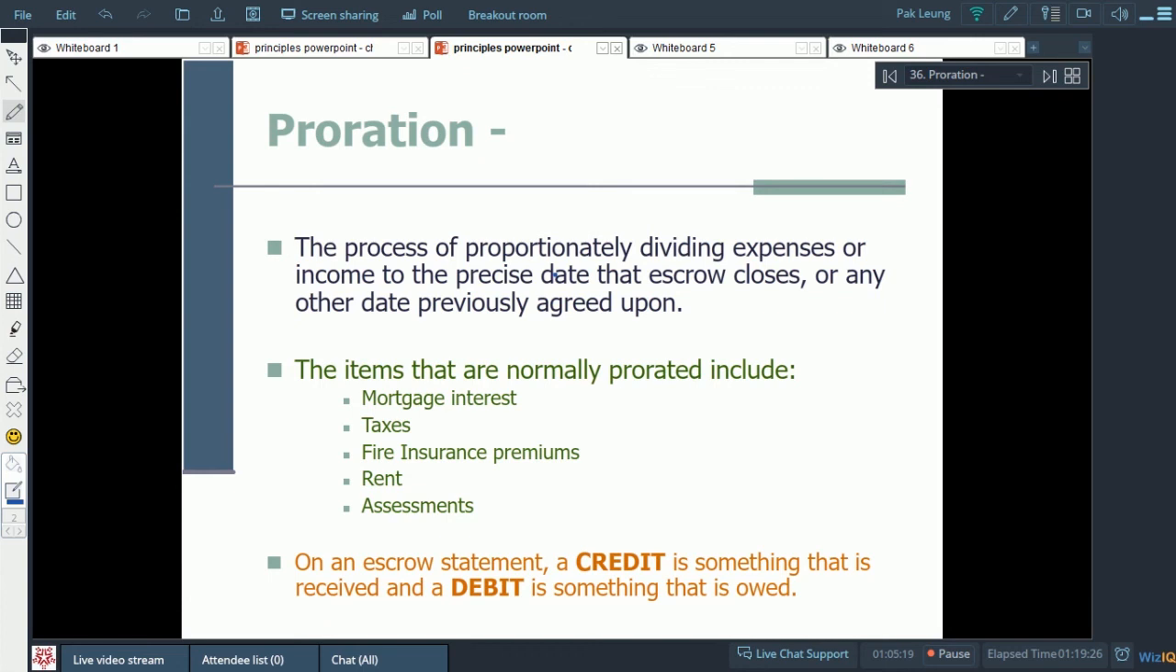Okay, determine proration. Okay, what is proration? Proration 就是分配, okay? And what are we prorating, okay? Because when we transact, it doesn't always close on the 1st, the 15th, or the 30th, okay? Maybe 22nd, right? Maybe 17th, right? So escrow company have to calculate, okay, what belongs to the seller and what belongs to the buyer, okay? So it's called proration, okay?